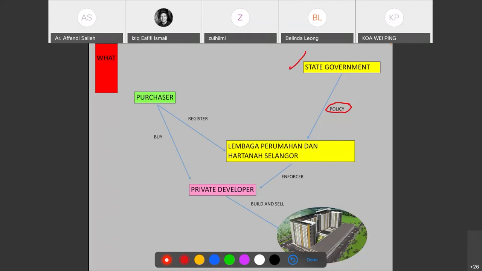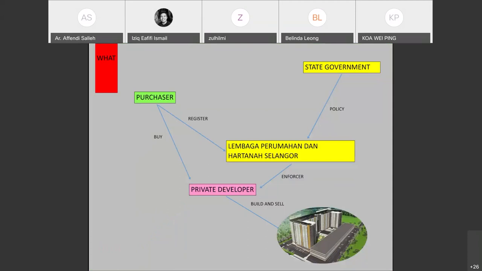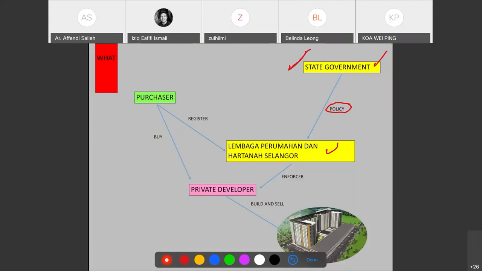So all this policy is drafted and approved by the state government, where the approving party is the Menteri Besar's office. From there, the enforcing agency is Lembaga Perumahan dan Hartanah Selangor. This agency is currently under the SUK Negeri Selangor. The state government did the policy, and the Lembaga Perumahan is the one enforcing the policy. They are the enforcer. Okay.